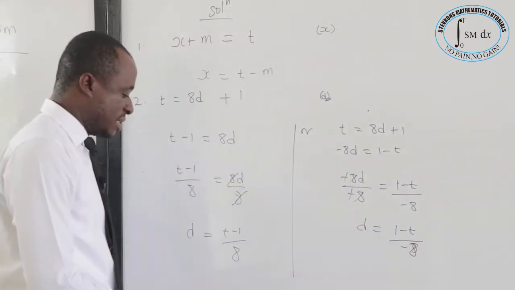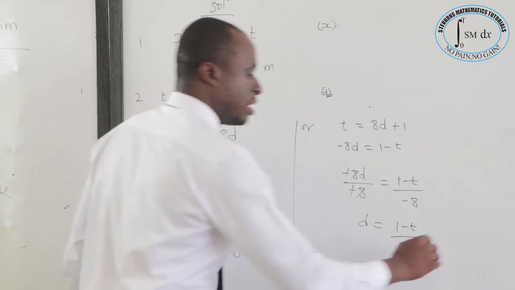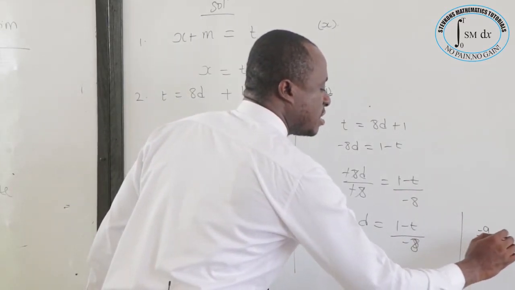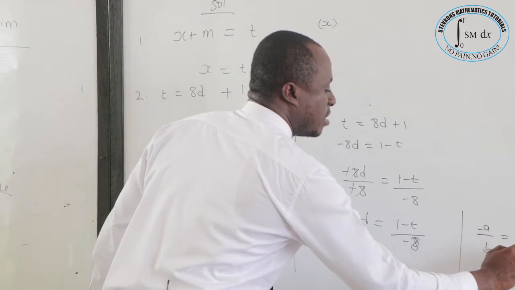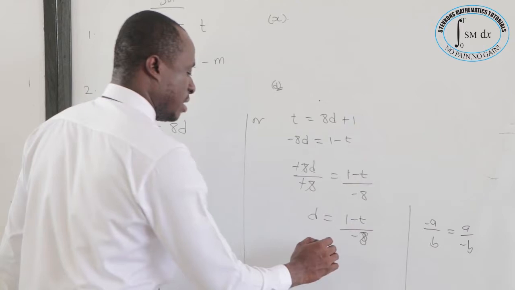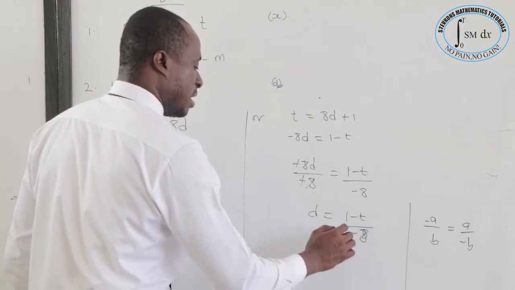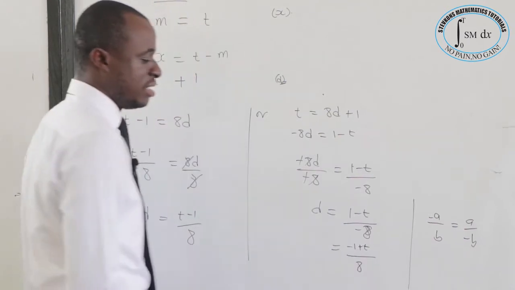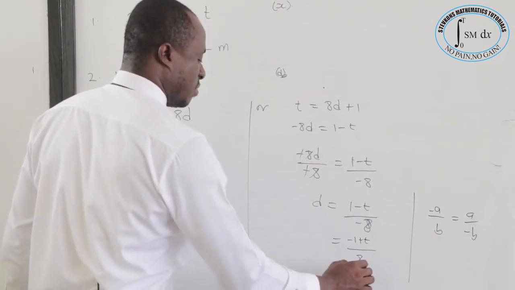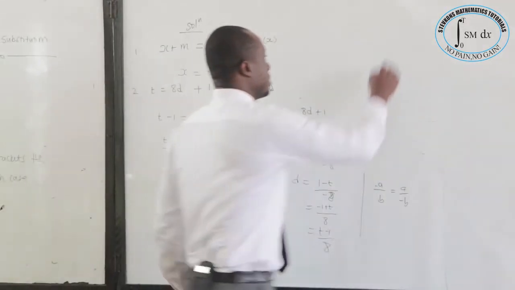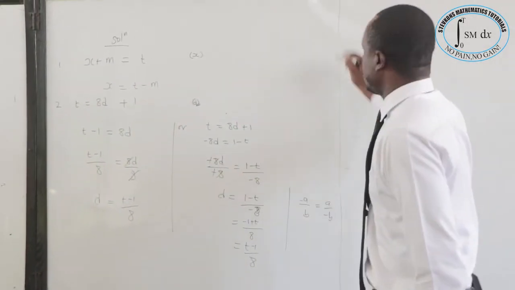Now this is the same as that. You know that when we have negative a over b, it is the same as a over negative b. So this negative, I can let it go up and multiply. Now when it goes up and multiplies, I'll get negative 1 plus t all over 8. And it can be rearranged as t minus 1 all over 8. I believe you're okay. Now let's see the next question. That is question number 3.